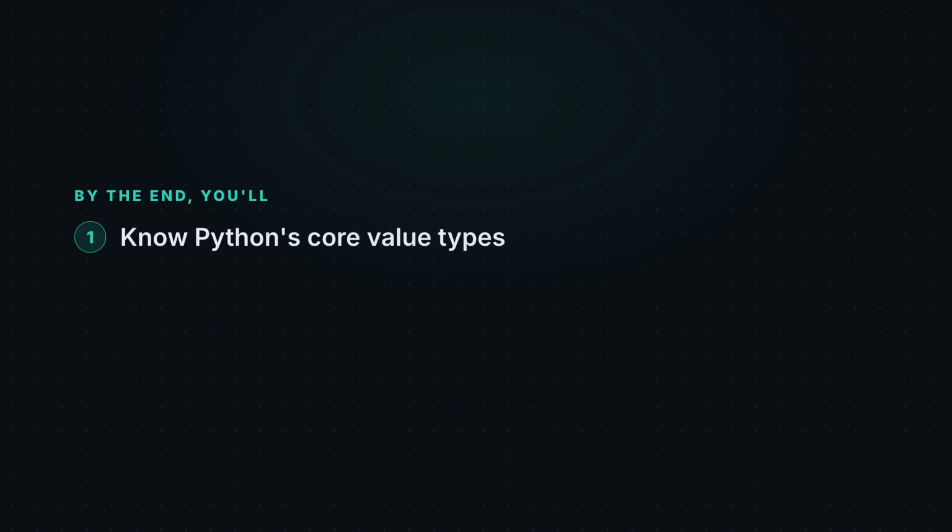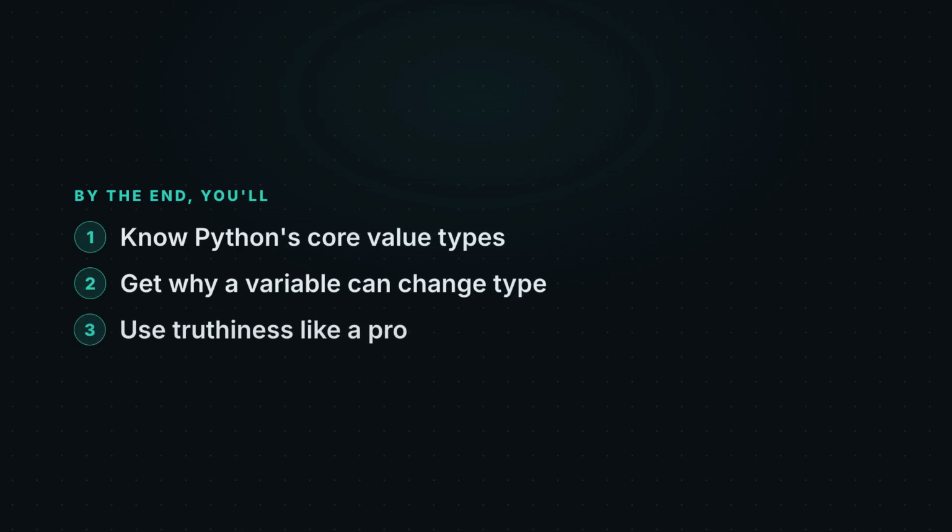Three quick wins today. You'll know Python's core value types. You'll get why a variable can change its type, which surprises a lot of people. And you'll use truthiness. That one's a little superpower once it clicks.